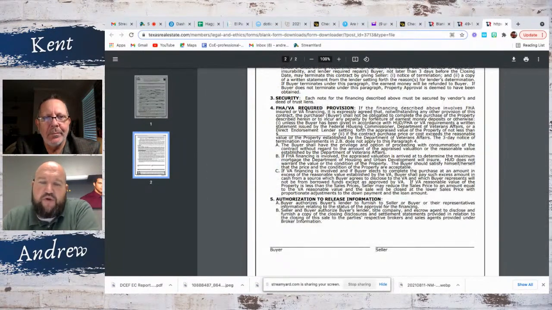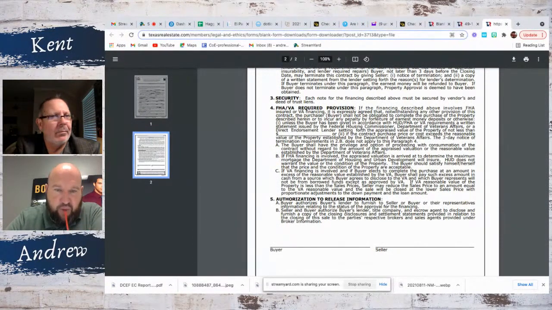So making sure you understand it. If anyone comes up to you and says, hey, I can't pay more because it's VA, that's absolutely not true.